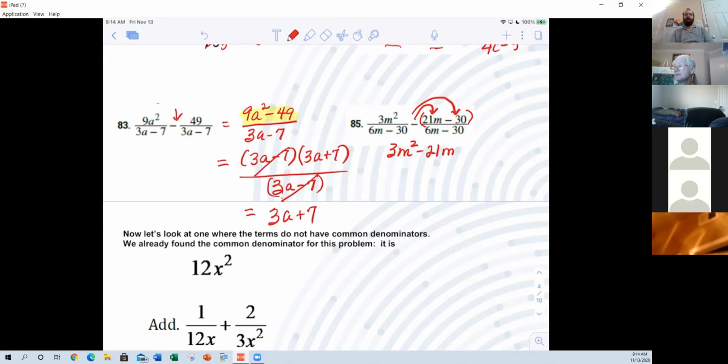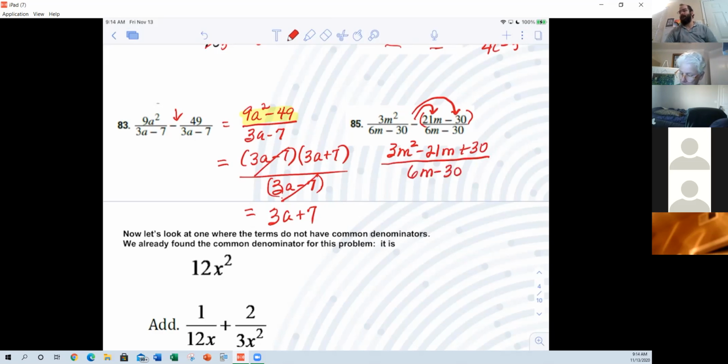That's right. So make sure, that's a real common mistake, is people just want to apply the negative to the first term in the numerator. Make sure you apply it to both terms in the numerator, and you'll be in good shape. Okay, over 6m minus 30. Beautiful.